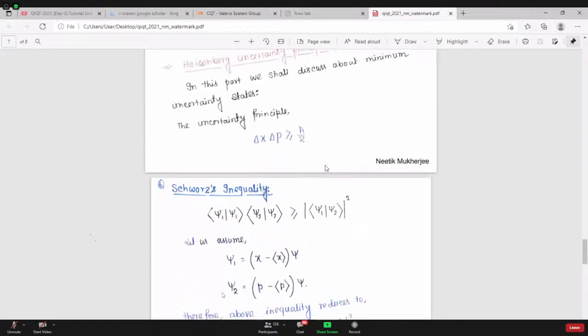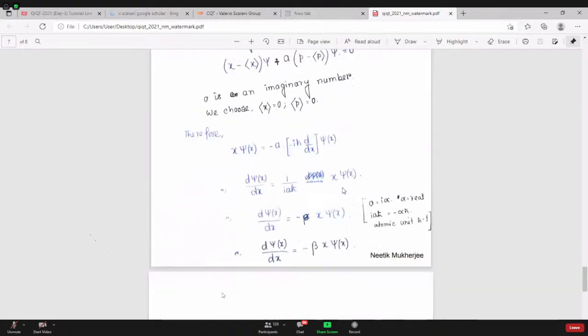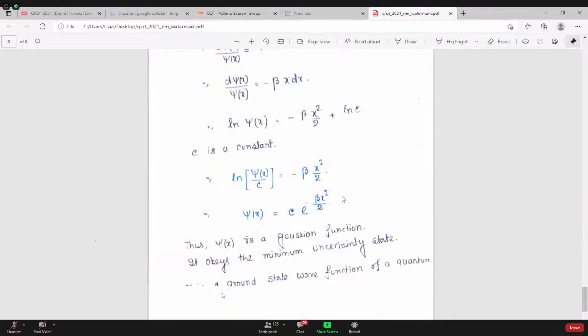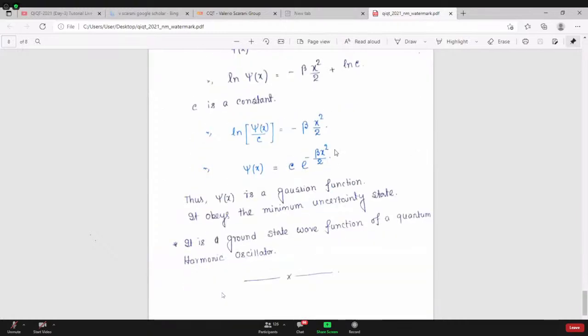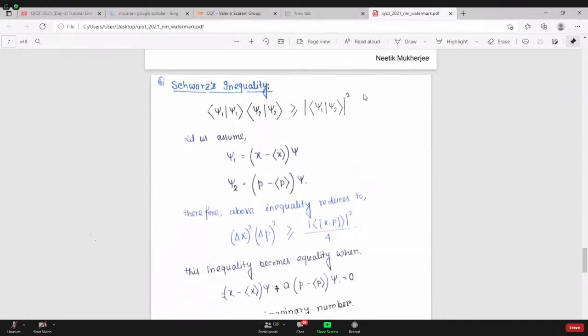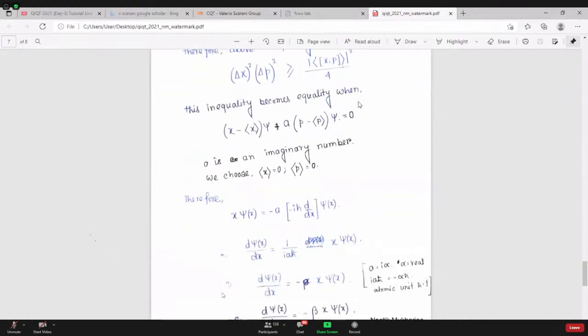Can you once again go through this last proof, that the minimum uncertainty state is a Gaussian? You have to repeat because you are not audible, there is too much noise. Sir, he is asking if you can once again go through the proof of the uncertainty principle, the Gaussian part. I will tell you.